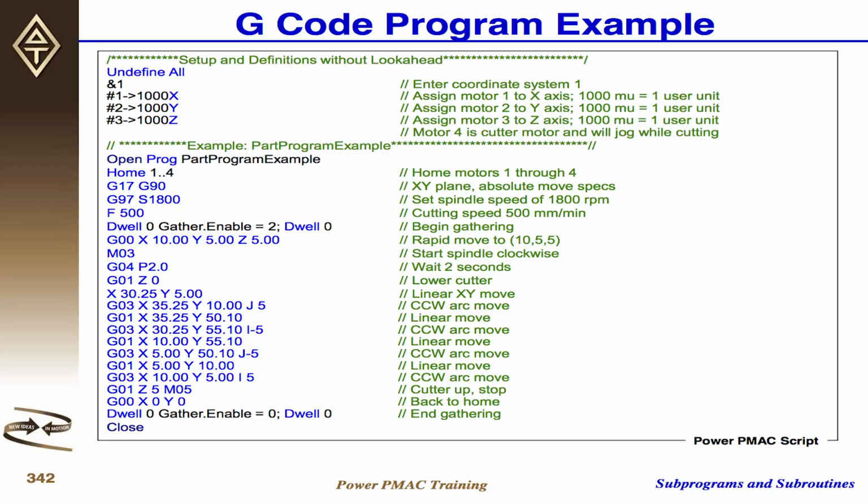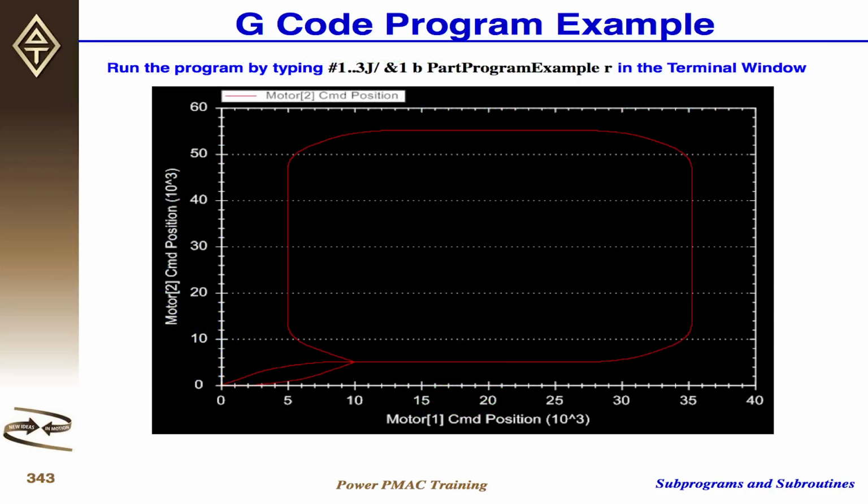So at the end, this plot will look like this. You're going to cut a shape like an oval. When you execute this one, the part program example run, put all the 3 motors in the closed loop, run this program, you need to see this plot.